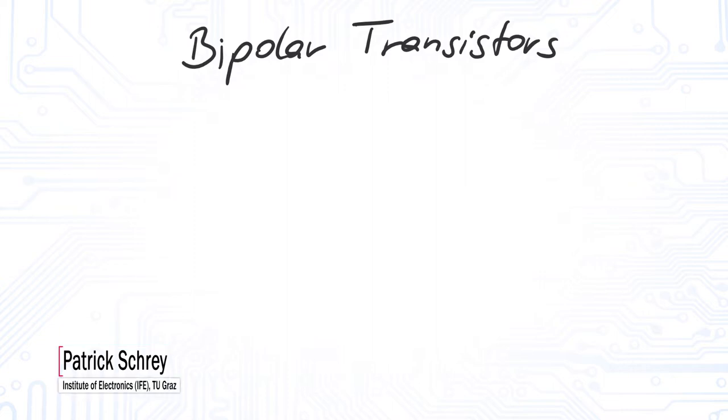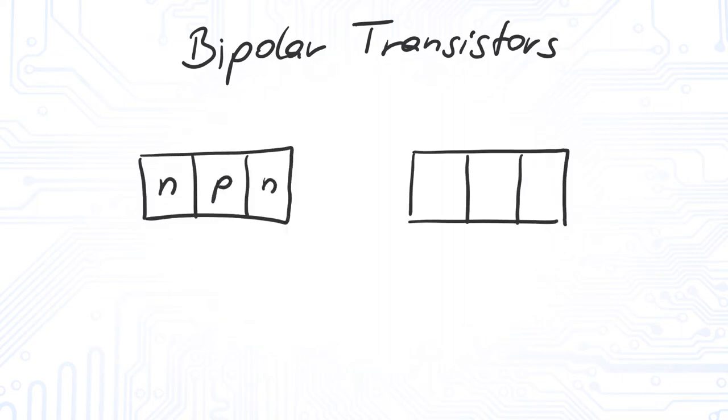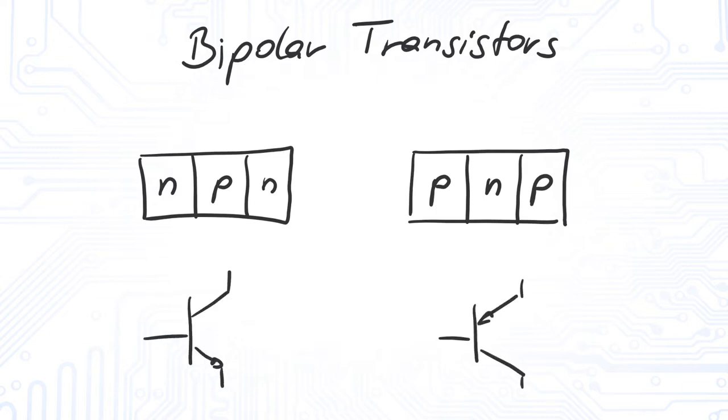Like for most transistors, there are two complementary types available. For the bipolar junction transistor, these are the NPN and PNP transistor. The symbol shows a small arrow, which allows us to distinguish the two of them.